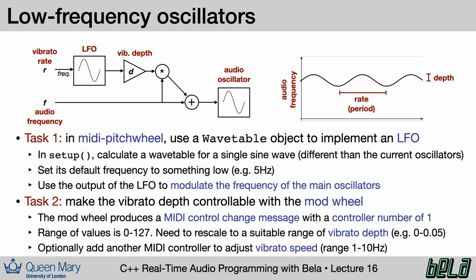If you like, you can also add a second MIDI controller on your keyboard, which could adjust the vibrato speed. A sensible range for that might be something like 1 to 10 hertz. Once you've implemented this, in addition to the pitch wheel and the detuning, you should find that turning the mod wheel up produces a vibrato effect on your sound. Pause the video and try it.